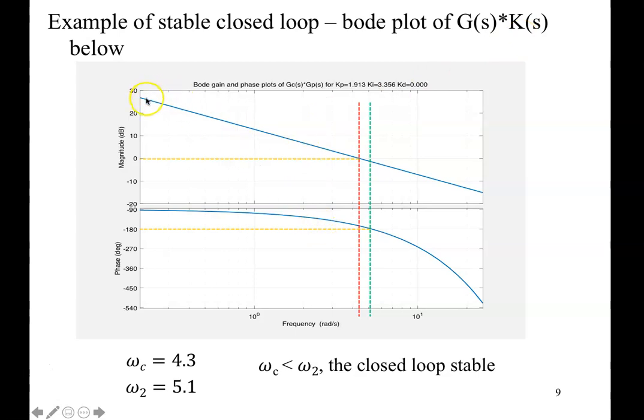The magnitude plot goes down as the frequency goes up, from a positive dB to negative dB. The phase angle goes down as well, starting from minus 90 degrees and gradually goes down quite a bit to minus something quite high, minus 540 degrees.